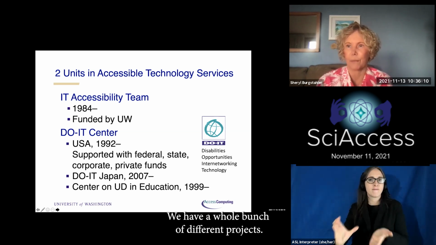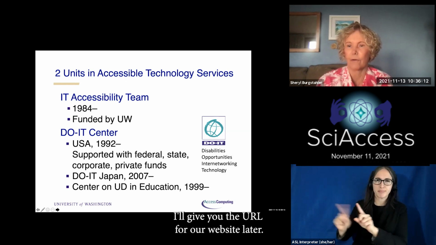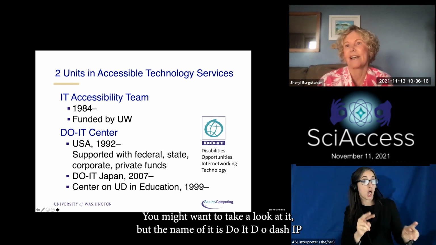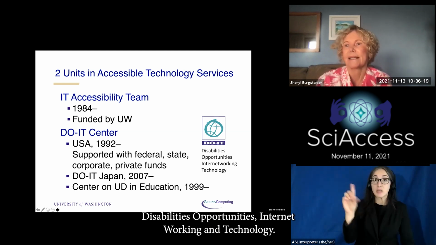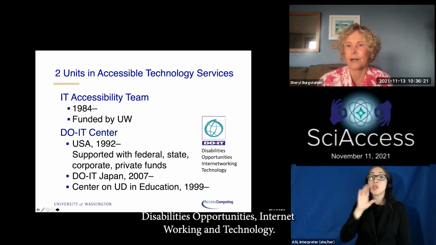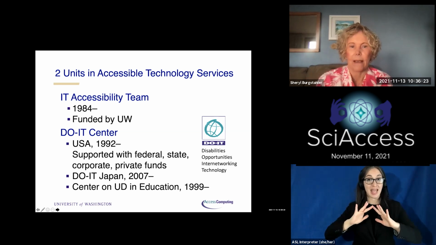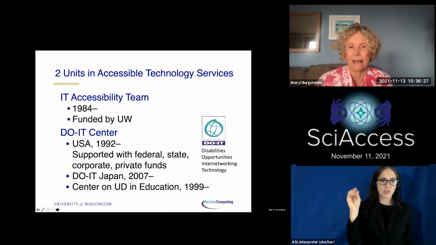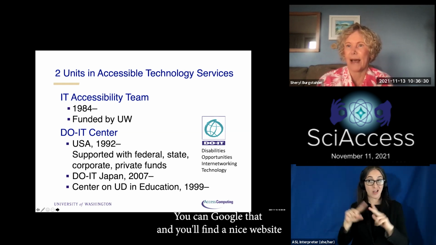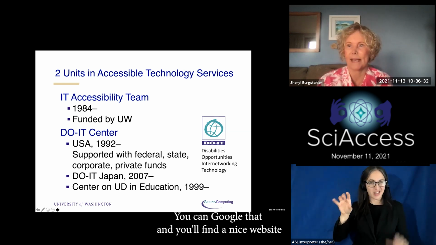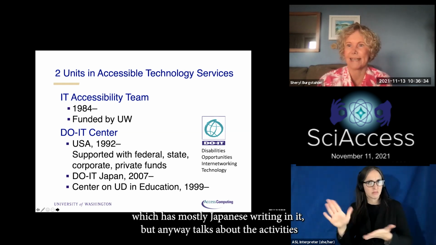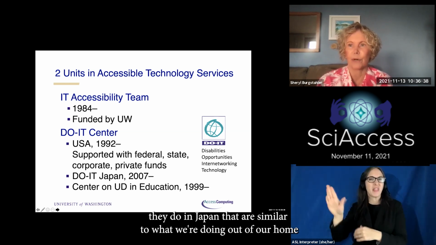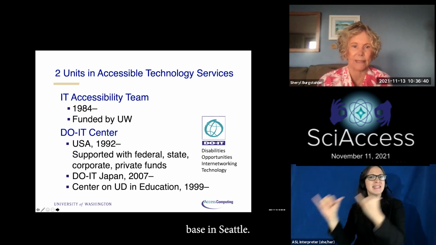We have a whole bunch of different projects. I'll give you the URL for our website later. You might want to take a look at it. But the name of it is DO-IT: Disabilities, Opportunities, Internetworking, and Technology. We have a DO-IT Japan that started in 2007. You can Google that and you'll find a nice website, which has mostly Japanese writing in it. But anyway, it talks about the activities they do in Japan that are similar to what we're doing out of our home base in Seattle.